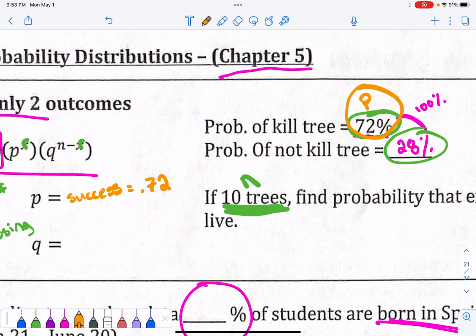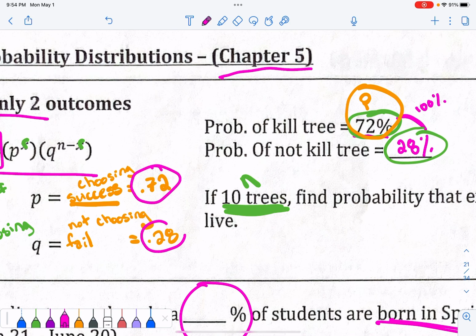Maybe it's the chances of me getting a female baby versus a male baby. Success doesn't necessarily mean it's a female or a male. It's just the probability of success and the probability of failure. So it's whatever you're choosing versus not choosing, maybe a better way to put it. Whatever I'm looking at as my success, and whatever I'm not looking at as my failure. If we're talking about killing trees, that's going to be my success in this case. 0.28 is going to be Q. Make sure these are in decimal form: 0.72 and 0.28 are going to be your P and Q.